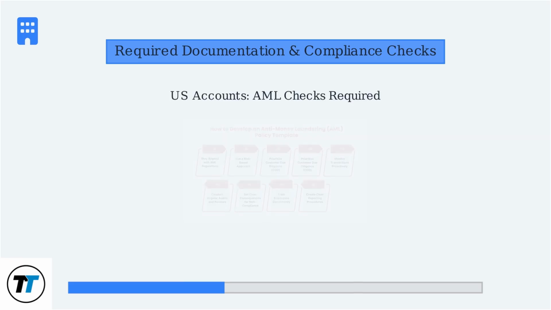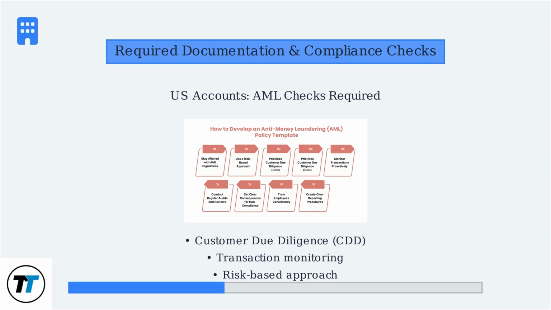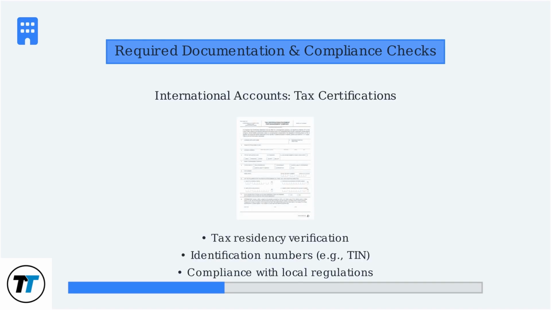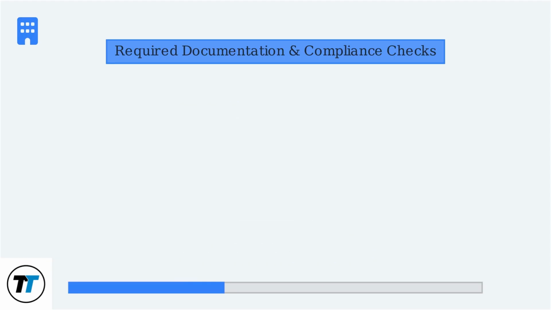For U.S. accounts, anti-money laundering checks are mandatory. This involves verifying identity and source of funds to prevent financial crimes. International users need to provide tax certifications to comply with global regulations. This includes forms verifying tax residency and identification numbers.